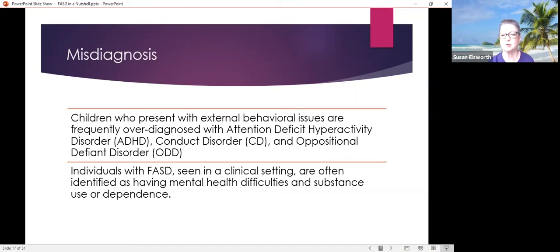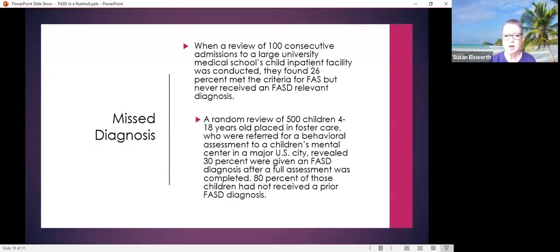And then they're often seen in a clinical setting. In our mental health centers, we're seeing them with anxiety issues. We're seeing them with some depression issues. And so they're going to get this diagnosis first. And sometimes we're just plain missing it completely. It's never even been on the radar.